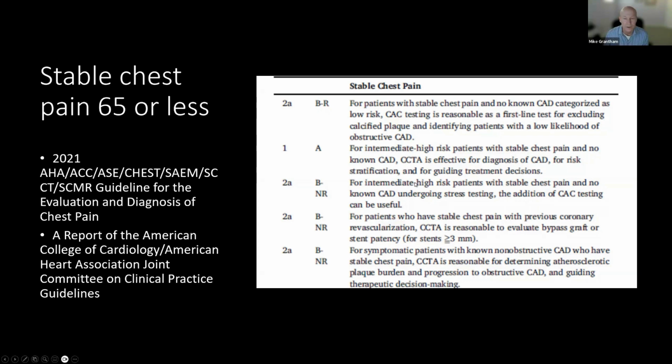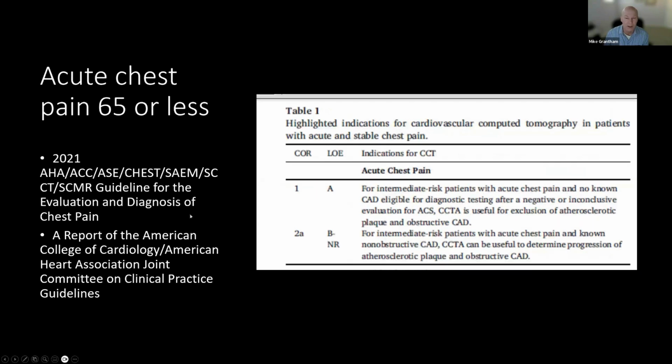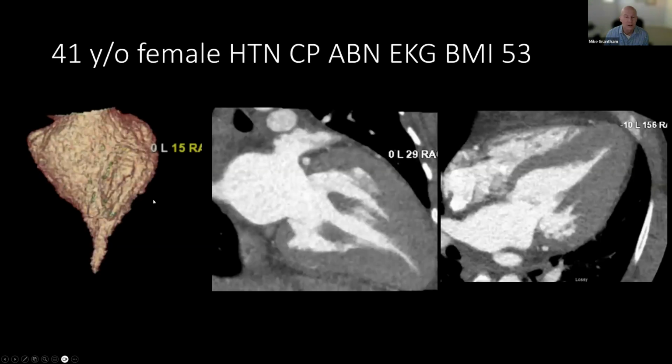Coronary CTA can also sort those patients out, and as well be used in larger stents and in patients with CABG and other indications as well.